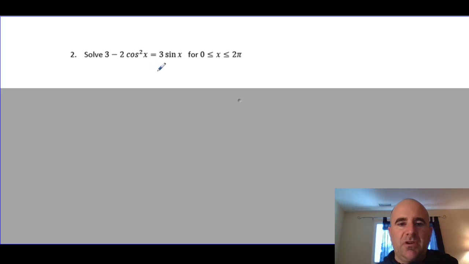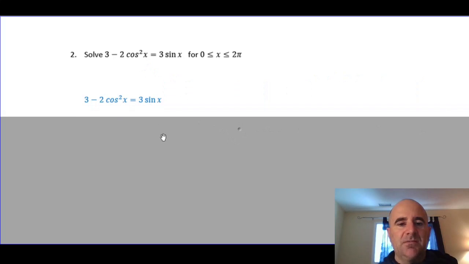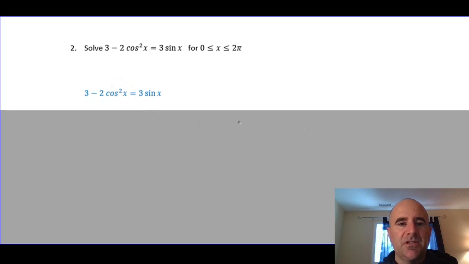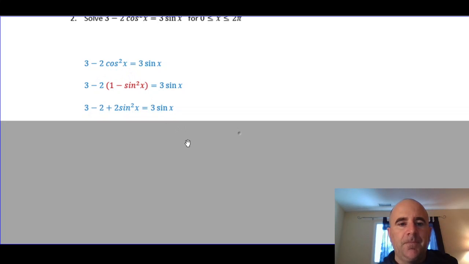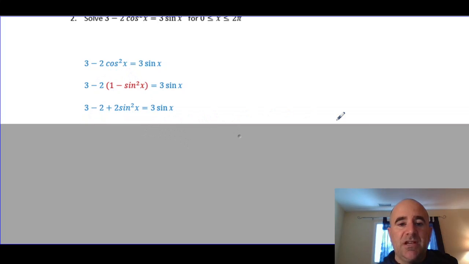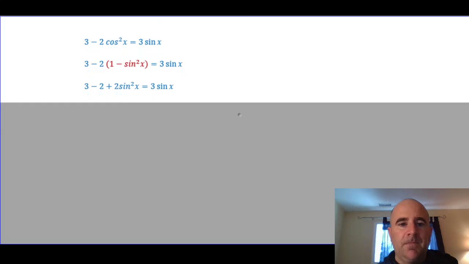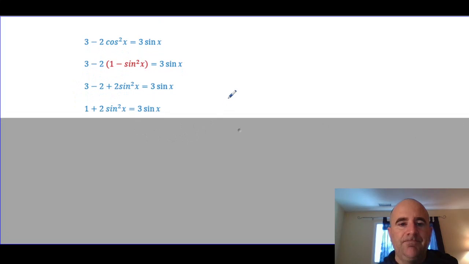Okay, let's look at our second example together. 3 minus 2 cos squared x equals 3 sine x. So no double angles in this one, but we do have some sines and cosines mixed together, which is sometimes okay. But in this case, with this cos squared x, it's very easy to change that into a sine squared x. So that's probably the first thing you should try. That gives you 1 minus sine squared x. Now I'm just going to expand, multiplying everything by negative 2. So I get 3 minus 2 plus 2 sine squared x equals 3 sine x. Once I've multiplied everything by negative 2, I can take 3 minus 2 and subtract it.